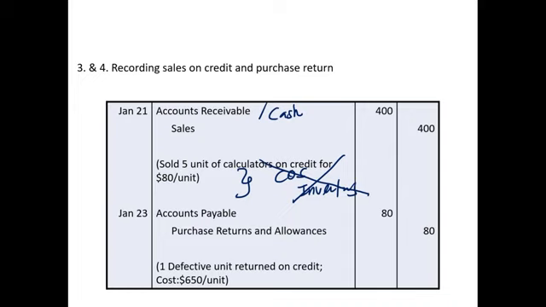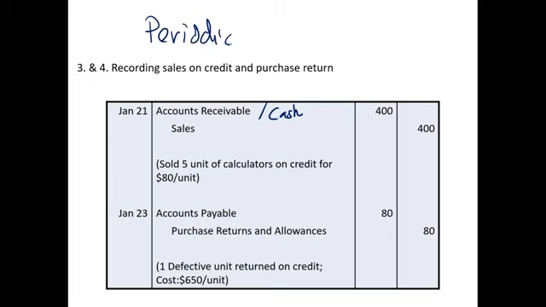For purchase return, we don't have this. Still remember, this is under periodic system. We only record the first part. We don't record the second part. What is the second part? Debit cost of sale, credit inventory. Because we don't have the cost of sale, we don't have inventory account. So it's very simple.